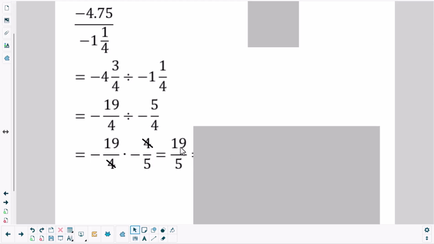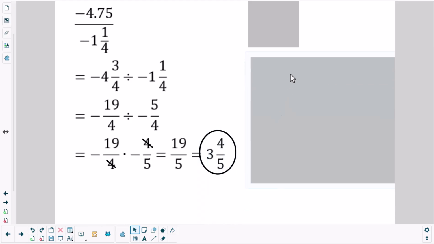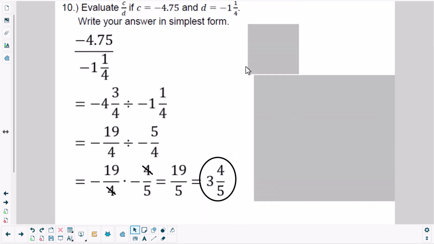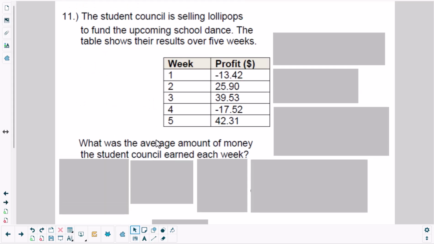5 goes into 19 3 times to get us to 15 with a remainder of 4/5. So 3 4/5 is our solution. If you want to write that as a decimal, that's 3.8. That also works. All right, let's take a look at this last one.